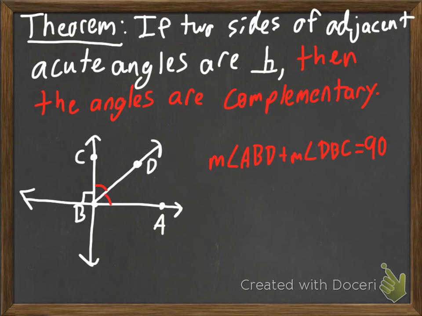These two angles are adjacent to each other, and we indicate that there's a perpendicular intersection, so we know that angle ABC is a right angle. So we can state that if these two adjacent acute angles are perpendicular, then the angles are complementary, meaning that the measure of angle ABD plus the measure of angle DBC has to equal 90 degrees. And that is all for the theorems formalized.